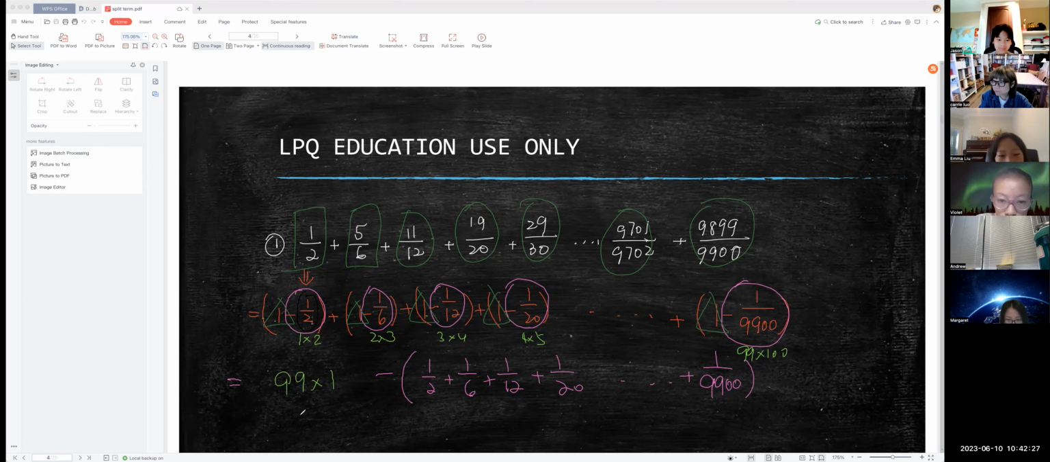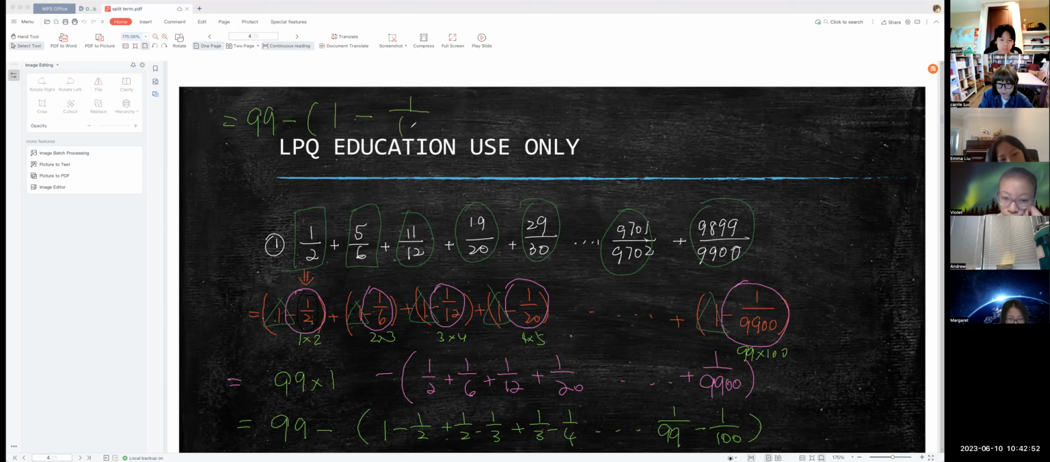Get it, everybody? Okay, so now this one equals 99 minus this bracket. This bracket, we know how to do it. 1 minus half plus half minus 1/3 plus 1/3 minus 1/4 and all the way to 1 over 99 minus 1 over 100. Correct, everybody? Okay, back to here because we don't have enough space. So 99 minus what? 1 minus 1 over 100. So it equals 99 minus 99 over 100 equals 98 and 1 over 100. That is it.